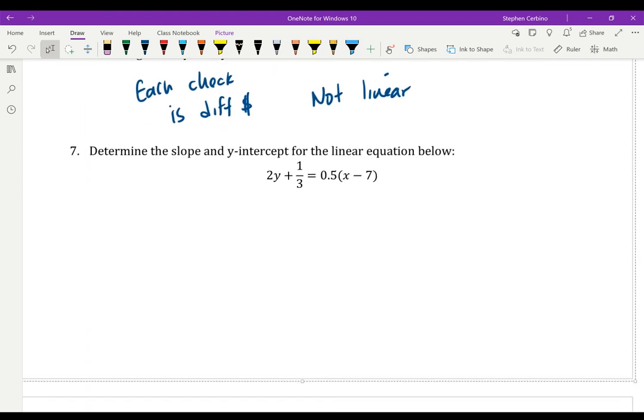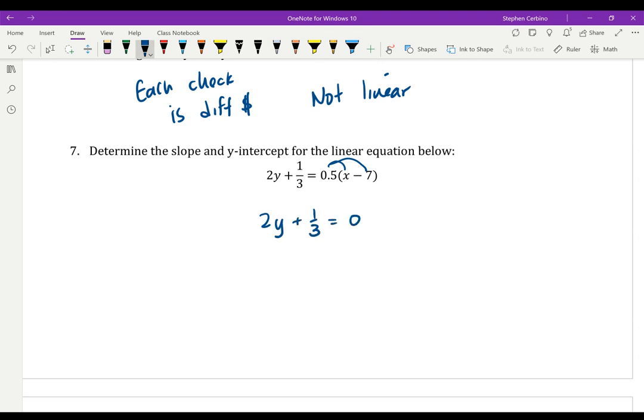Number 7 was just a tricky question because of the calculator work you have to do here. There's a lot of weird fractions in this answer. So the first thing you want to do is distribute the 0.5. So I have 2y plus 1/3 equals 0.5x minus 3.5. 0.5 is a nice decimal, so we'll leave that one. I then want to subtract 1/3 to the other side.